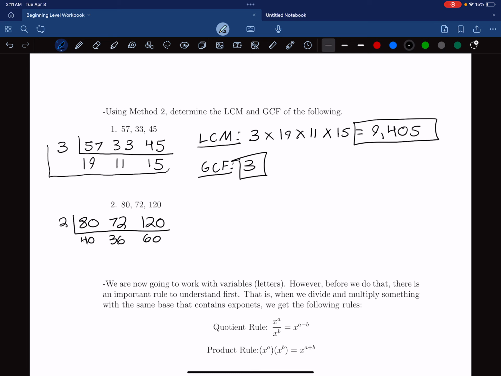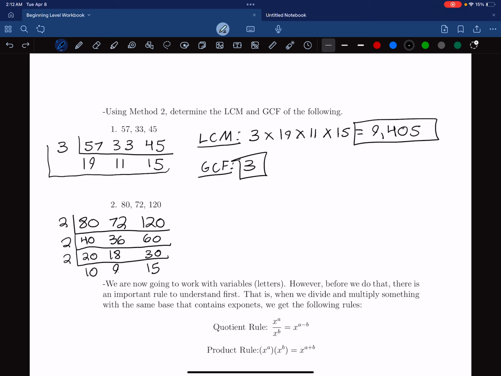All three of these numbers are still even, so I'm going to divide all of them by 2, or take out a factor of 2 again. 40 divided by 2 is 20. 36 divided by 2 is 18. 60 divided by 2 is 30. And again, we have all three even numbers, so I'm going to divide by 2 again. 20 divided by 2 is 10. 18 divided by 2 is 9. 30 divided by 2 is 15.